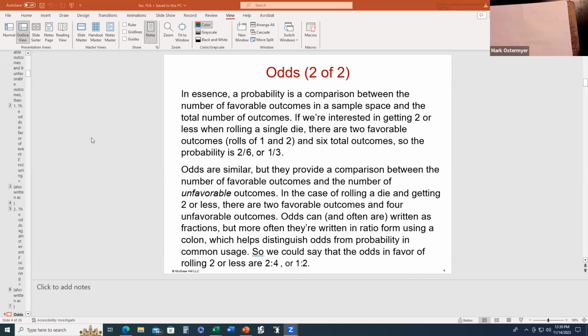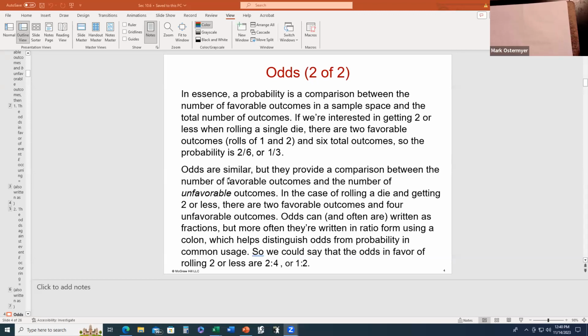All right, a probability is a comparison between the number of favorable outcomes in a sample space compared to the total number of outcomes. If we're interested in getting two or less when rolling a single die, how many ways can we roll a 2 or less? Well, that would occur if we roll a 1 or a 2. So there are two favorable outcomes, and there are 6 total outcomes when you roll a die. So we would say the probability of rolling a 2 or less on a die would be 2 divided by 6, or 1/3. Or in our minds, we know that to be about 33% chance.